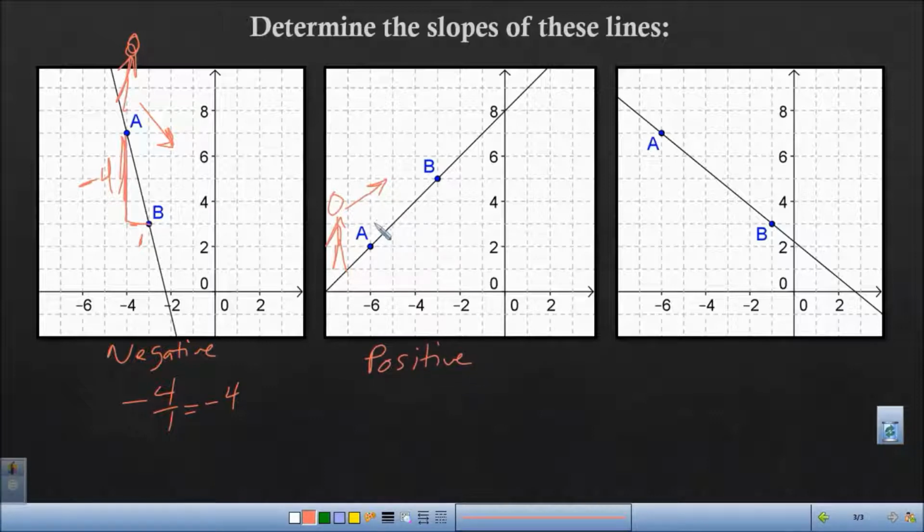So this one, we're counting up 3. That's 3 units up, 3 units over. So 3 over 3 is 1. And here, again, we're standing on the line. We're going downhill. So this is a negative slope.